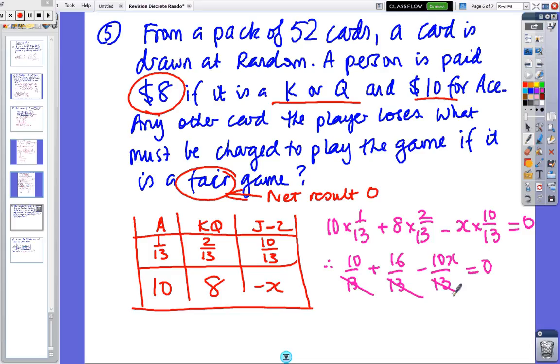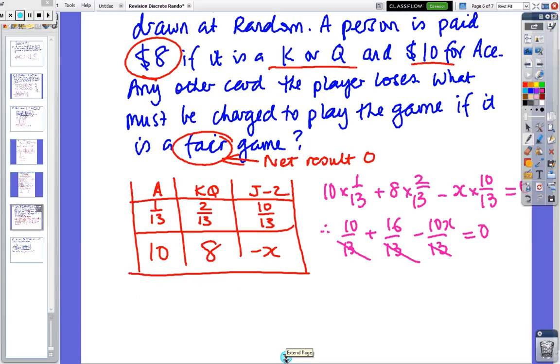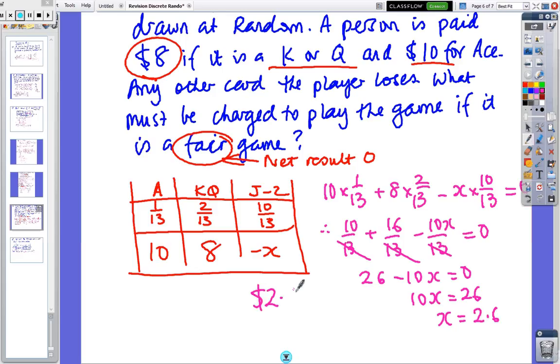So you can forget about the 13s. So we've got 26 minus 10x equals 0. 10x equals 26. x equals 2.6. So what should be charged is $2.60 to play. Okay, so x equals 2.6 is a fair game, so the game has to be charged $2.60 to be fair. Okay, come across when you're ready. Next slide is the last one.